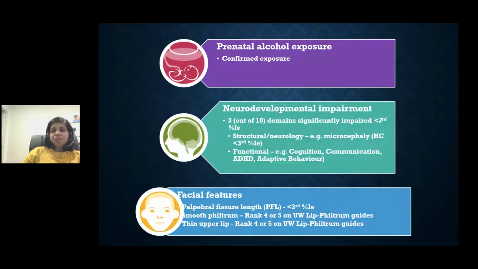The philtrum is smooth, and usually you can do ranking for it as rank 4 or 5. There are certain guides which are available. Of course, that's not something we are hoping GPs would be doing. This is just for your information so that you can know how soft, smooth philtrum is categorized. And the other last sentinel feature of FASD is thin upper lip.